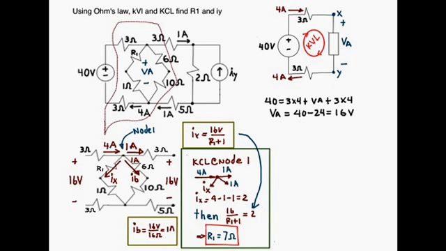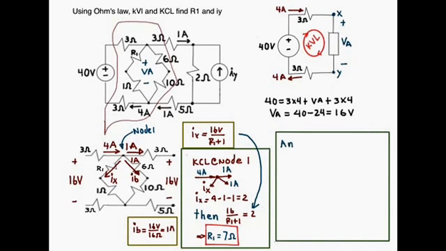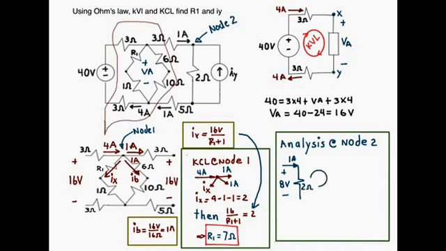Now to determine I sub y, we need to move to the last part of the circuit, and this will be an analysis at node number 2. We notice that we have 1 amp flowing into node number 2, and then across the 2 ohm resistor we have 8 volts, and then we have current I sub y going into node number 2.